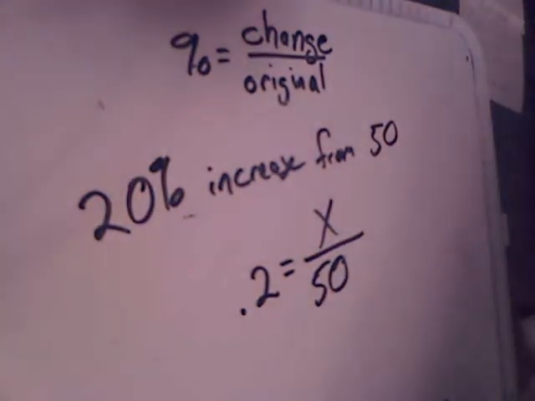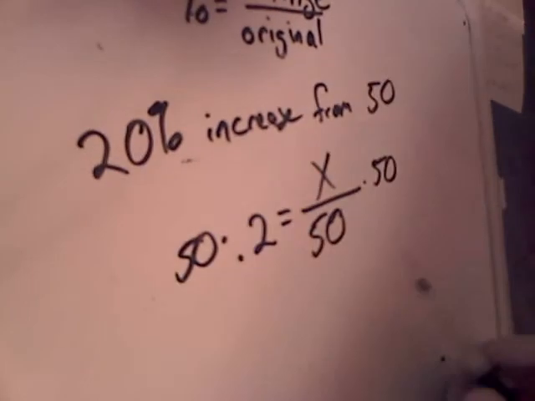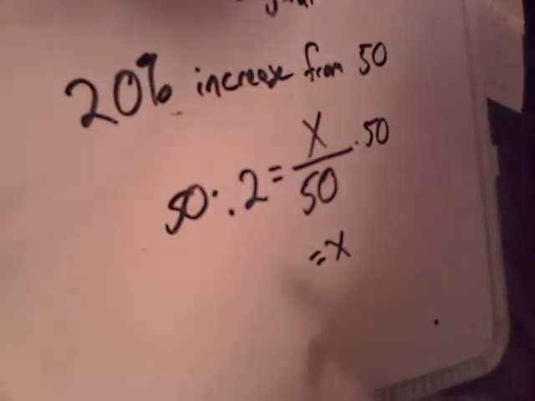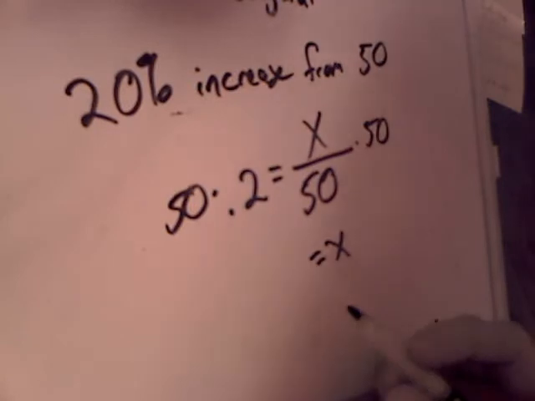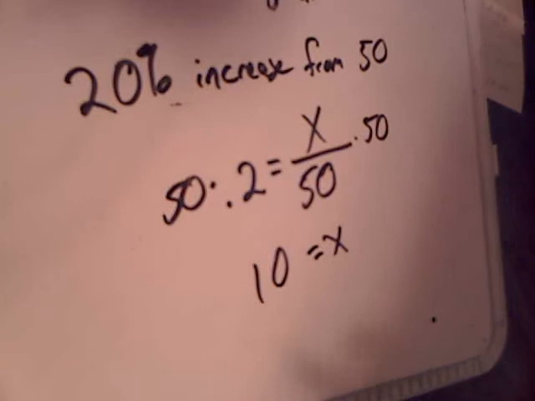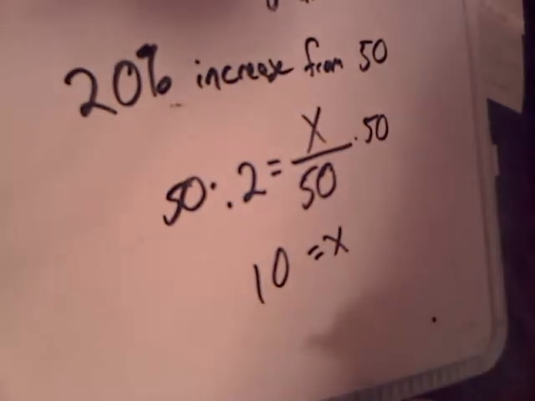So what I'm going to do next is get that X alone. And we've talked about how to do this a number of times. What I need to do is the opposite of whatever number is attached to that X. In this case, I'm dividing by 50, so I need to multiply by 50 on both sides, which tells me that X is the same thing as 50 times 0.2, which is going to be 10, which means my amount of change is 10.